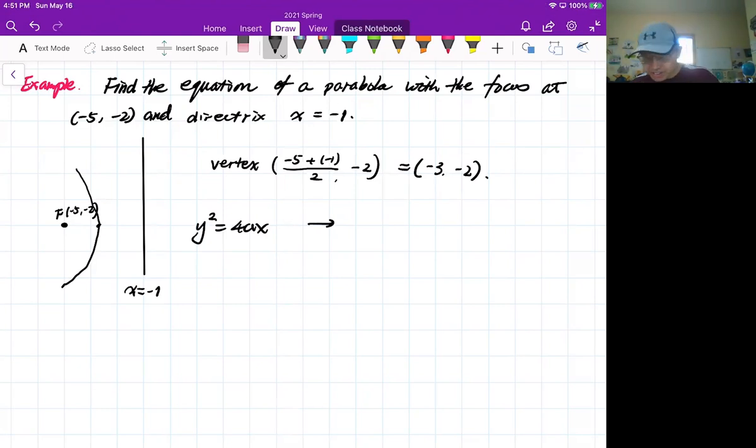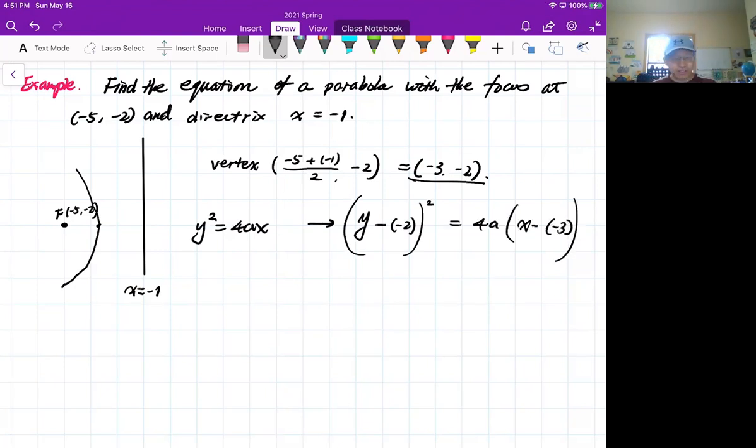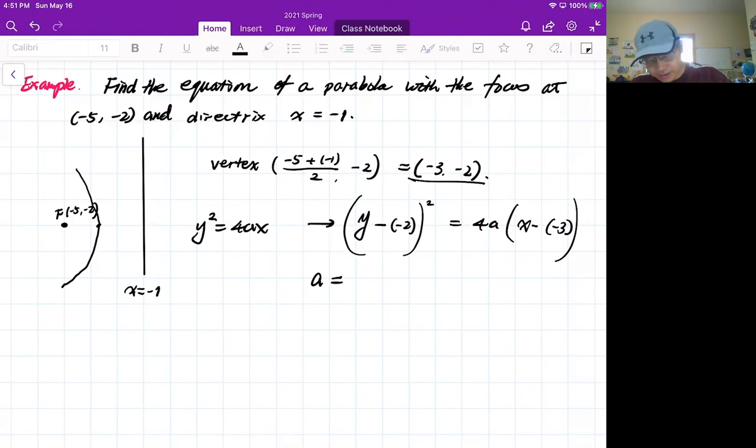But now the vertex is here. So this is the vertex. If the vertex is here, then I get y minus 2, take a square, equals 4a, and x minus the x value of the focus, right? Okay, almost done. But now where's the a here? How do you get the a? Oh, by the way, we have the a.